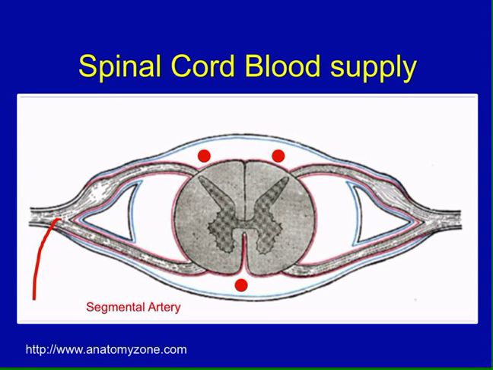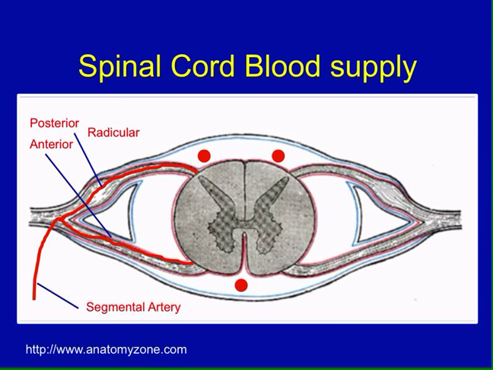In addition, we have a segmental supply coming from various other structures. So for example, in the thoracic level they come from the intercostal branches of the arteries. Lower down there'd be lumbar vessels. So the segmental artery comes in the lateral aspects of the spine and then divides into anterior and posterior radicular arteries, and these pass along the nerve roots and supply the cord itself from those two aspects.